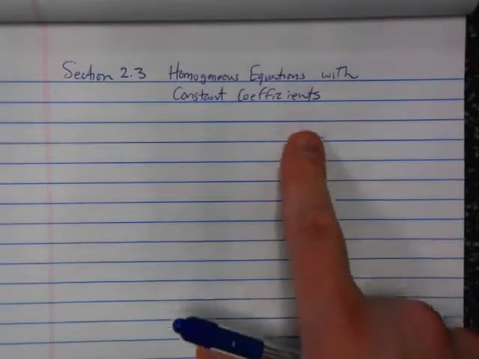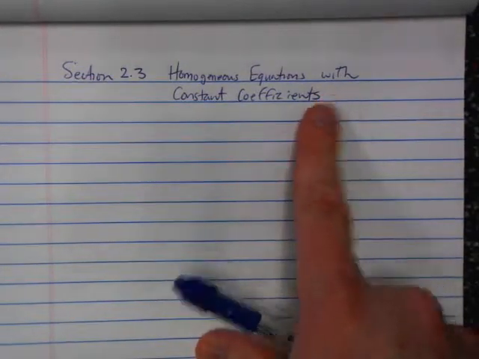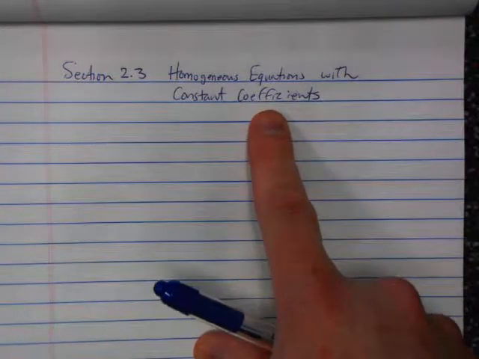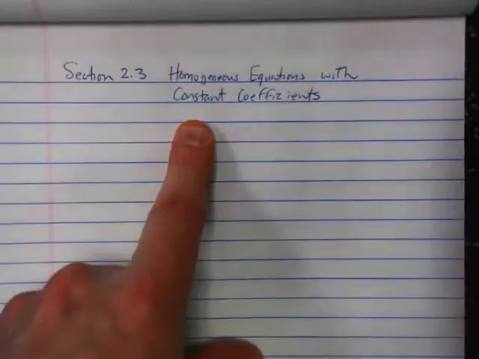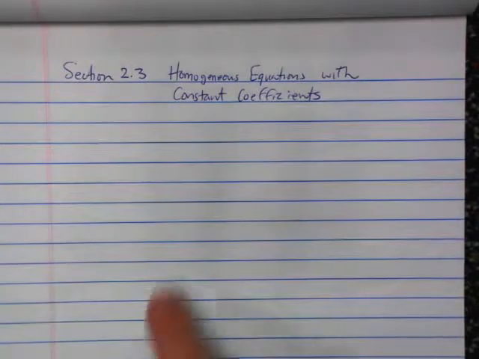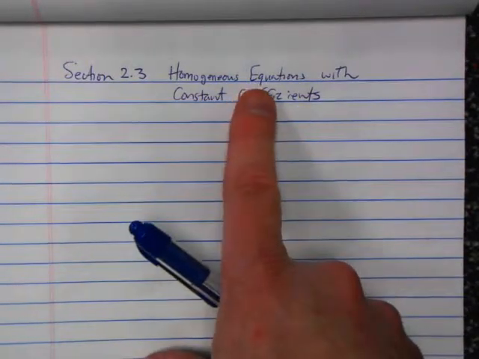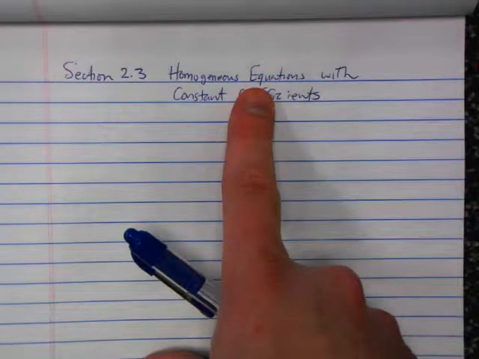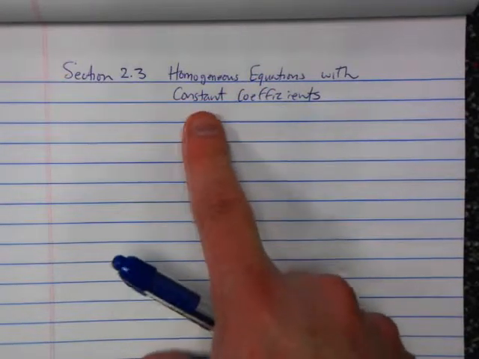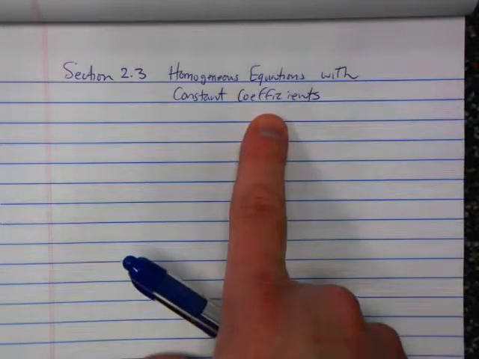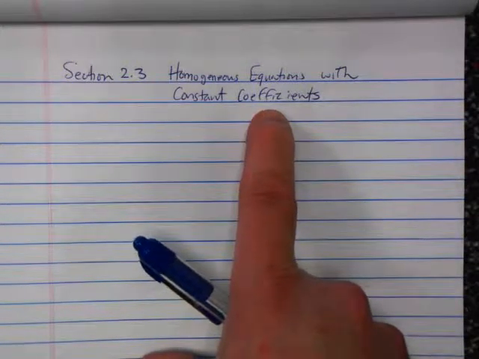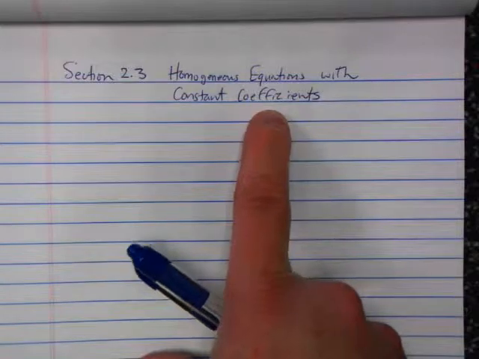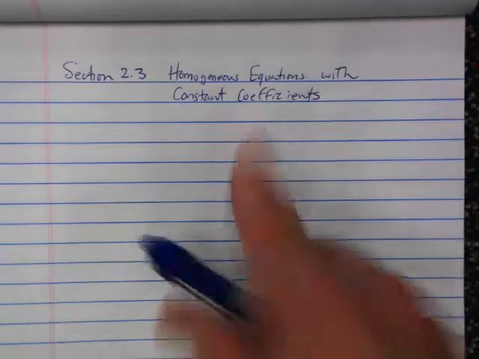Section 2.3 is called homogeneous equations with constant coefficients. All right, so what does that mean? What does it mean to be a homogeneous equation? It means it equals zero. What does it mean to have constant coefficients? You have c's that are constant, arbitrary. Not variables.